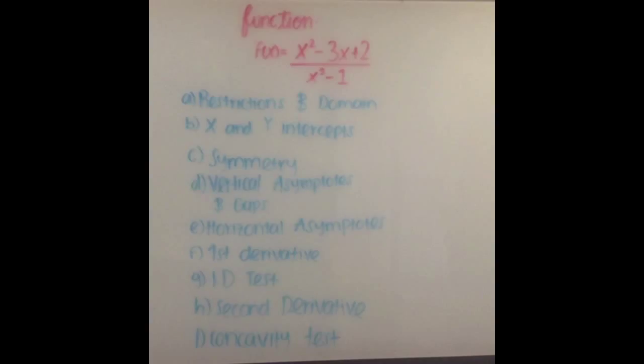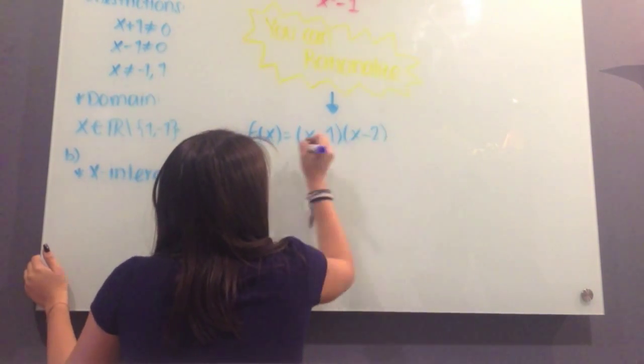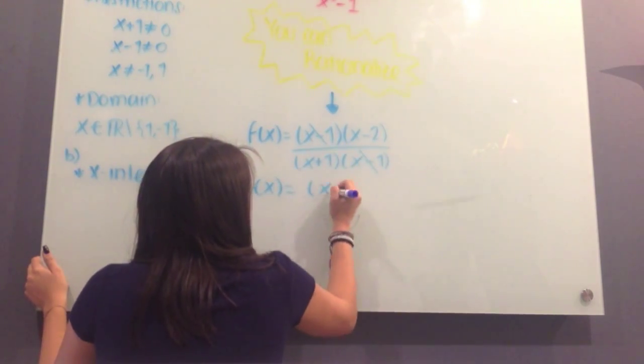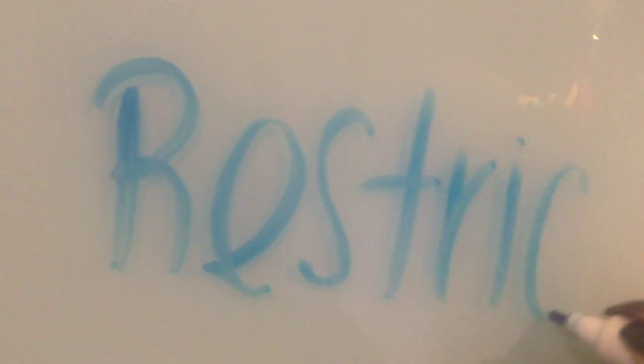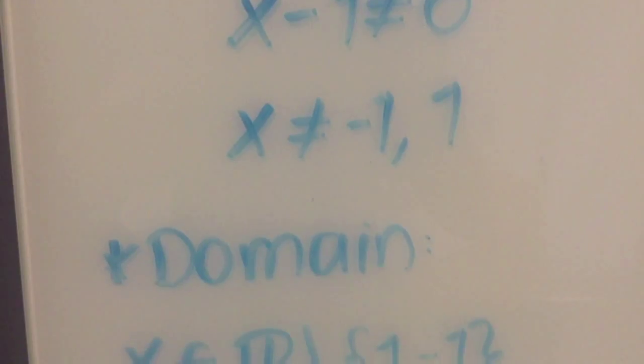We are being asked to find the restrictions in the domain, x and y intercepts, symmetry, vertical asymptotes, and gaps, horizontal asymptotes, the first derivative, the ID test, the second derivative, and the concavity test. The function can be factorized. Restrictions: the denominator can't be 0, so we have -1 and 1.